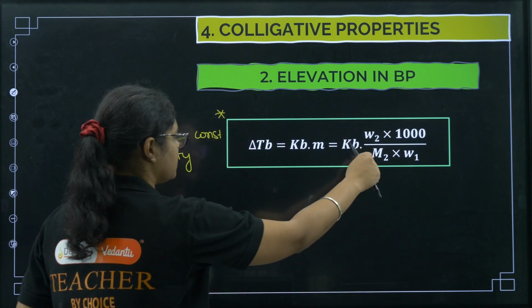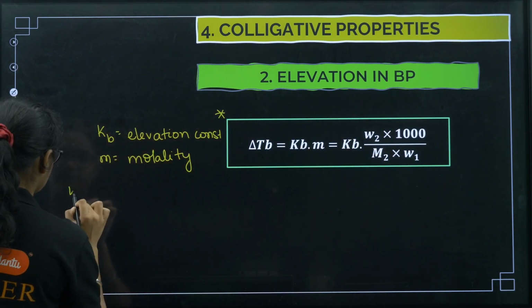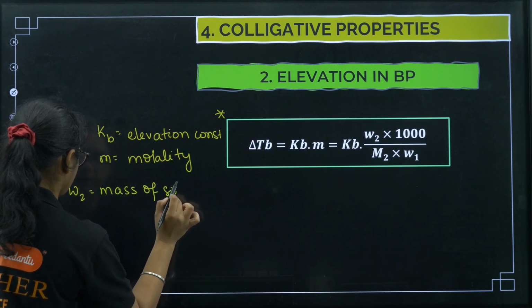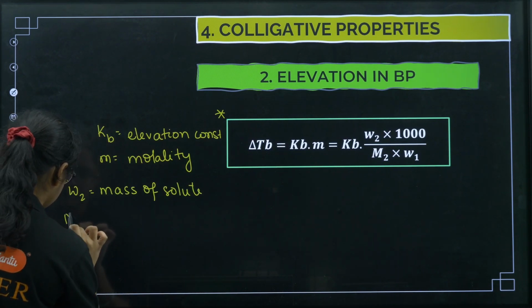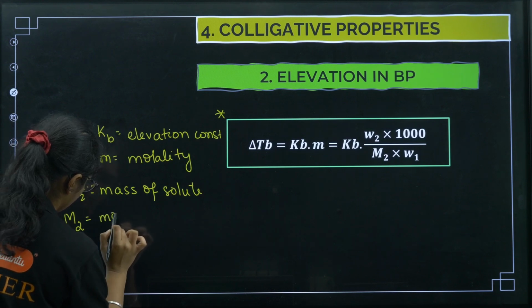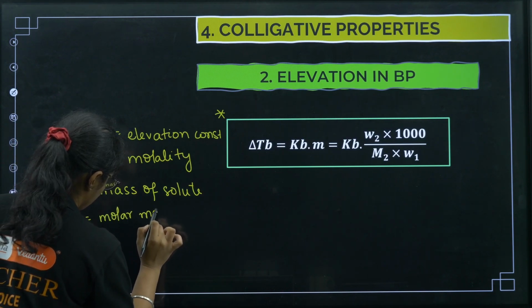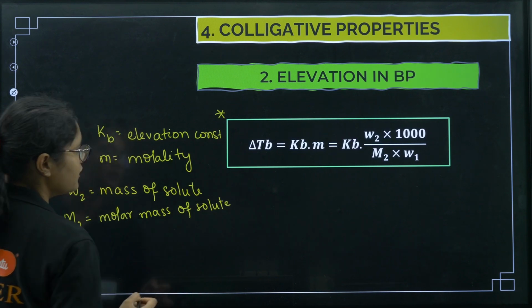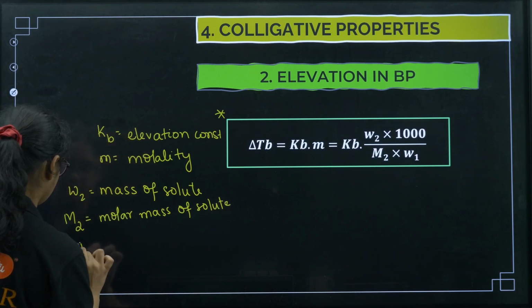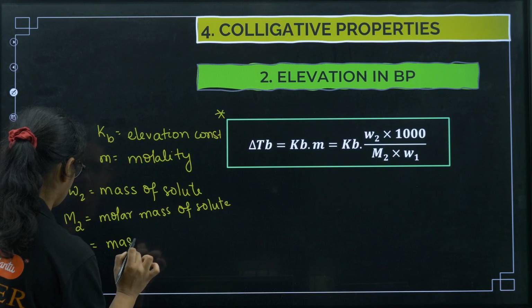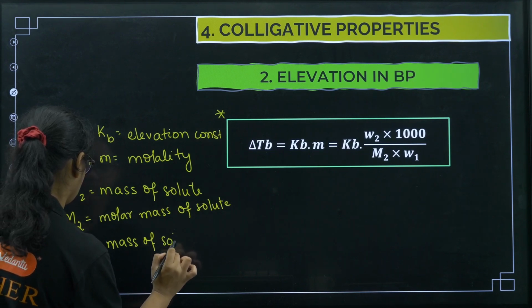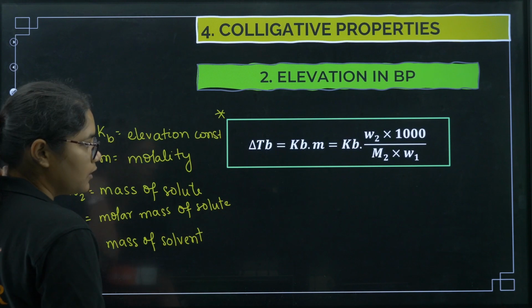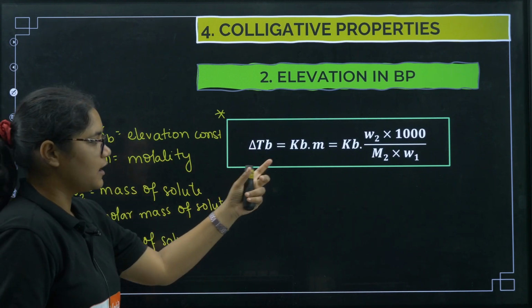So what are these terms? W2 is mass of solute, M2 is molar mass of solute, then W1 is mass of solvent. Okay, clear?